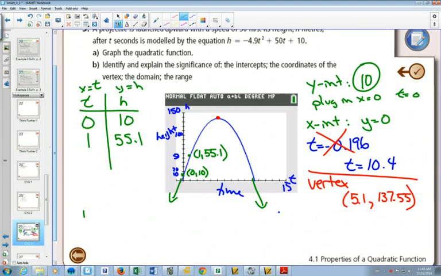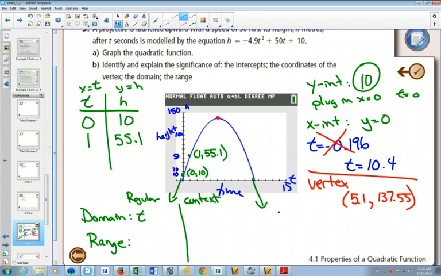Now, if we were just finding last things, I'm going to solve the domain and range if we were just looking at a regular equation, and we're also going to solve the domain and range in context. One of the things we learned about parabolas is that the domain is everything. Since we're using t instead of x, in a regular equation we would say the domain is everything. And in a regular equation, if we were just looking at this parabola and needed to say the range, we know that it goes down forever, but it hits a maximum at 137.55.